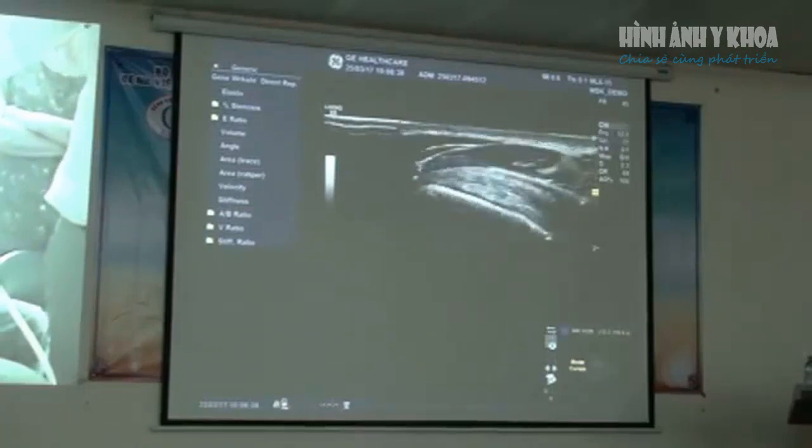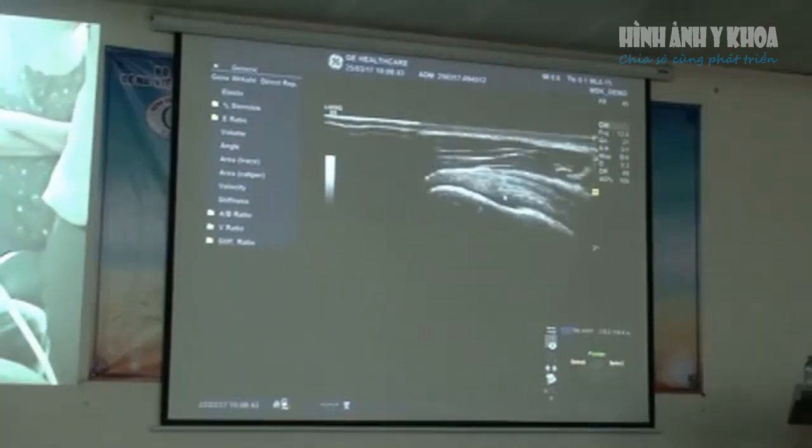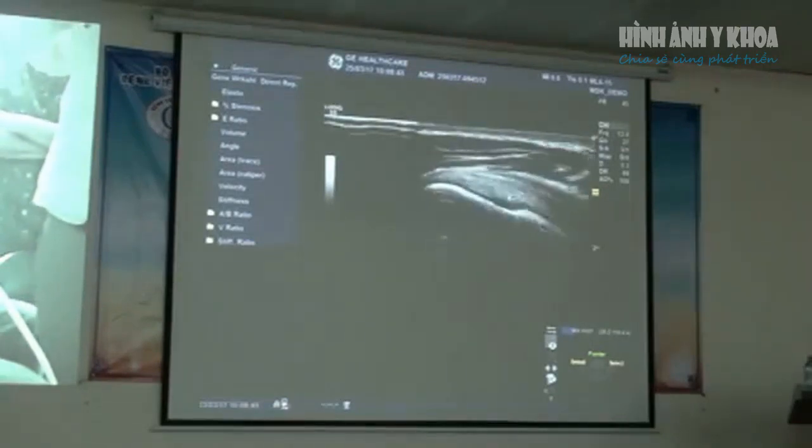So once again, we can see that those tendon fibres are nice and straight and parallel and very closely together.